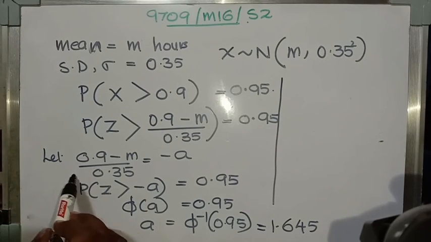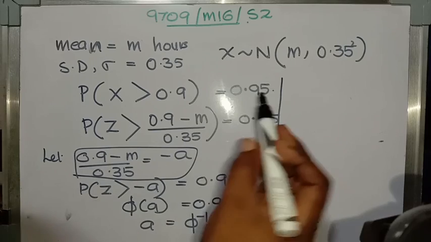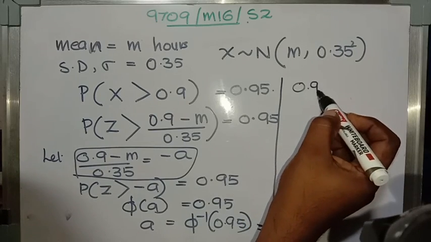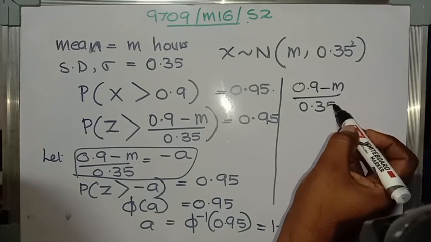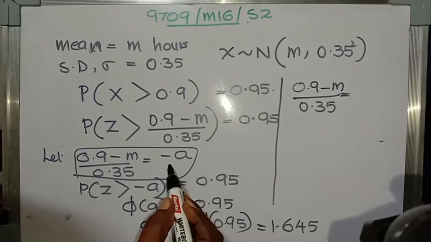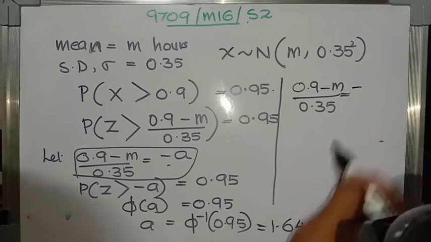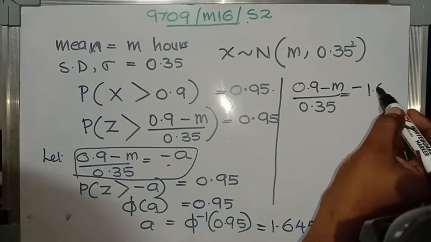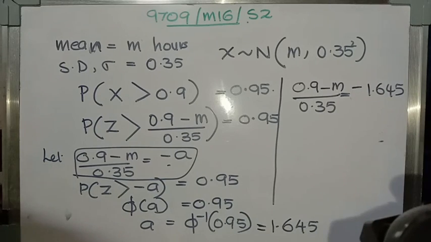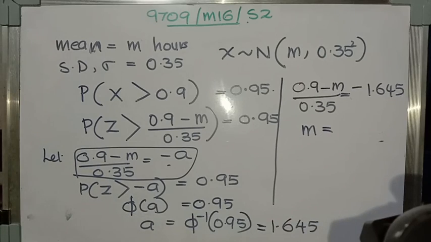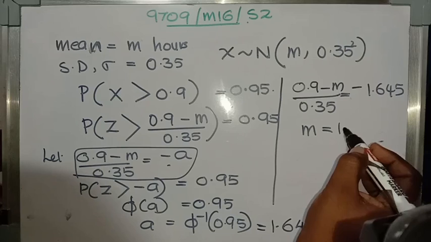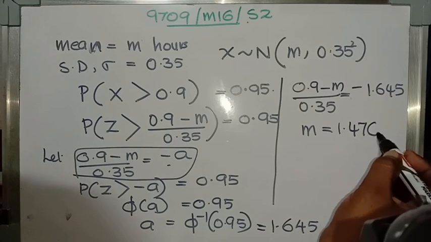Hence we can consider (0.9 minus m) divided by 0.35 is equal to negative a, that is negative of 1.645. Now simplify this one and get the value of m as 1.476.